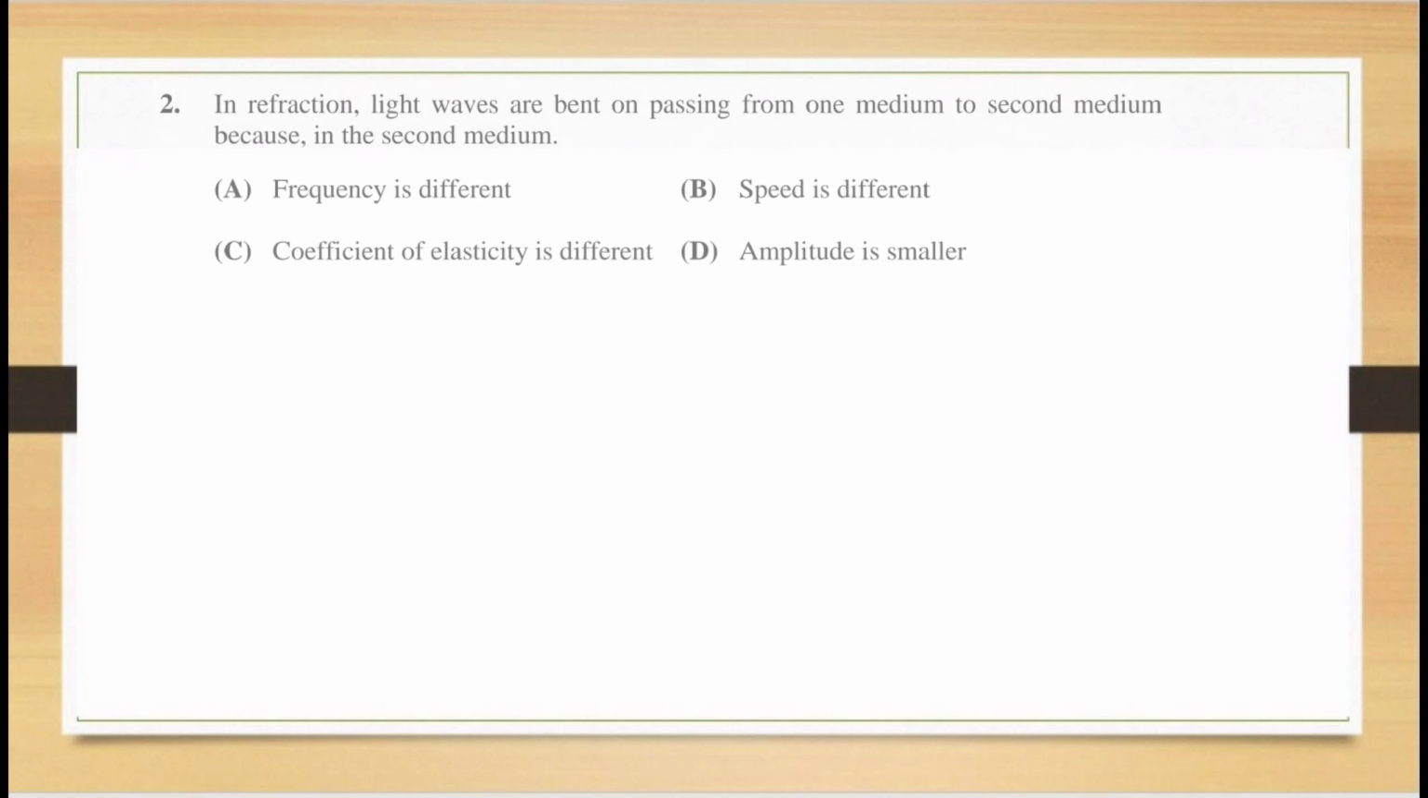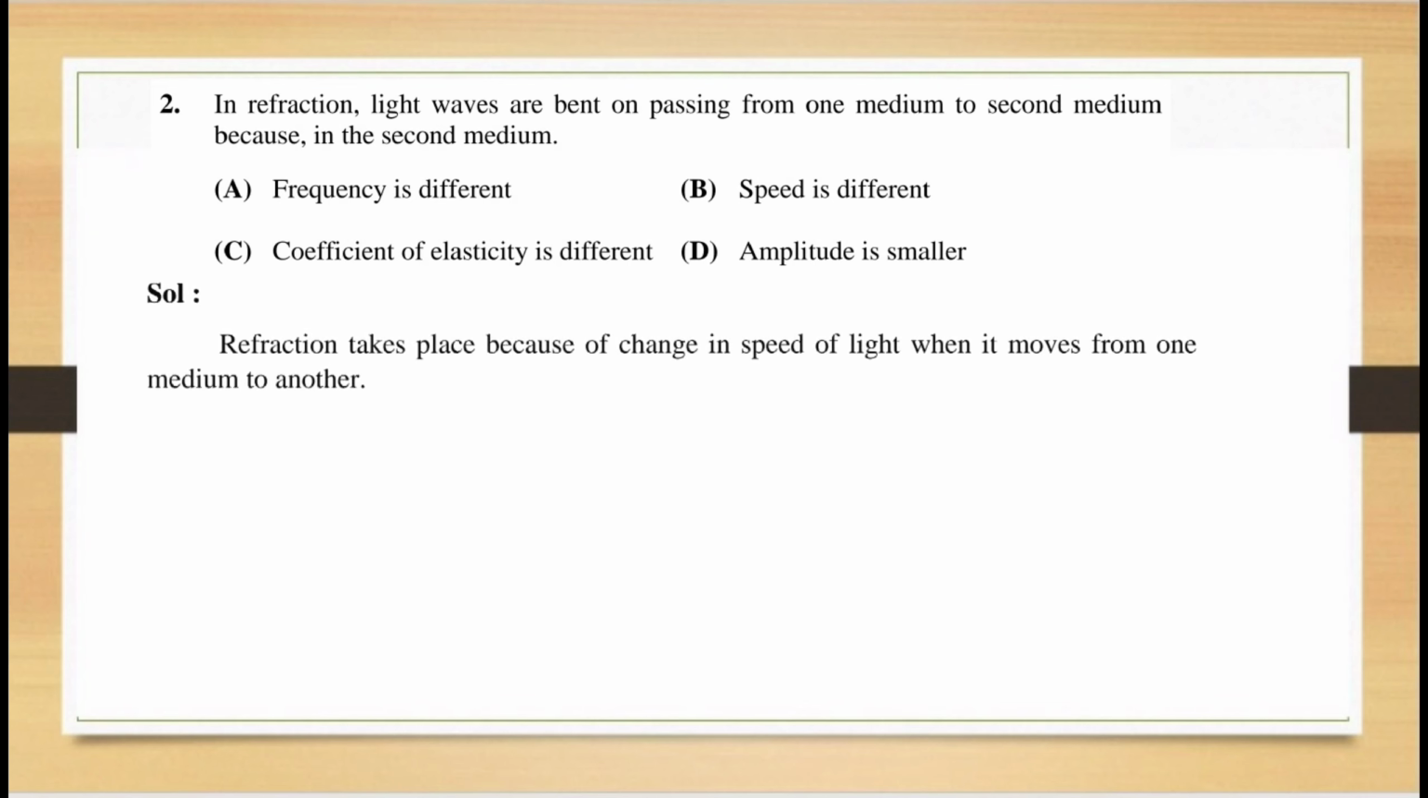Second question is, in refraction, light waves are bent on passing from one medium to a second medium because in the second medium, options are: option A, frequency is different; option B, speed is different; option C, coefficient of elasticity is different; and option D, amplitude is smaller. This is a direct question. We know that refraction takes place because of change in speed of light when it moves from one medium to another medium. That's all. So option B is correct.